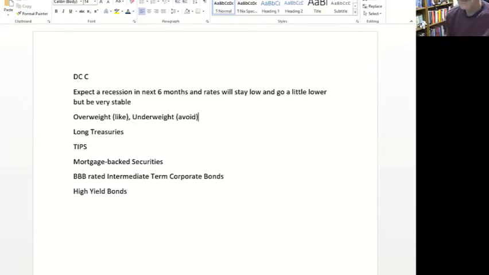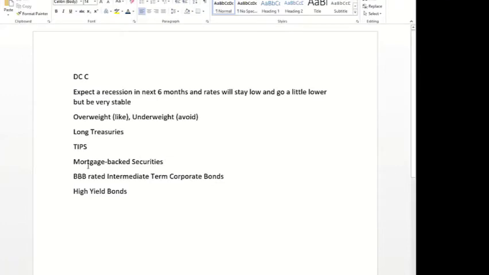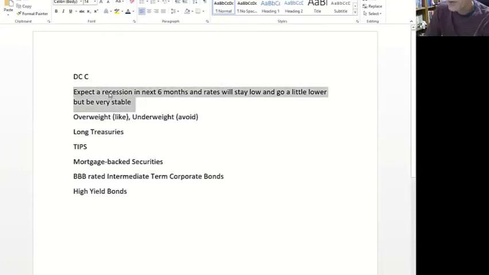I had a question. Do we write it in paragraph format? No, for this, it can be really sloppy. You can just write long treasuries overweight, TIPS overweight, underweight, whatever. Mortgage-backed securities overweight, underweight. Okay, and is that from our research, or is it our own opinion as well? Well, no, it's not your own opinion. It's your boss's opinion. Your boss has told you something.